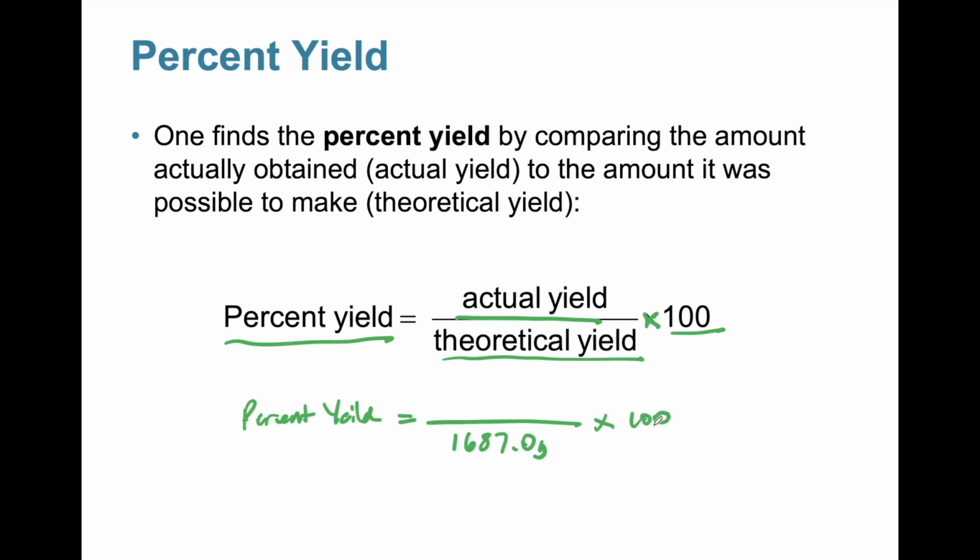Times 100, and then let's say my actual yield was terrible, and I got only 168.7 grams. I do that math and I get 10%. That's terrible yield, right? You're shooting for something a lot closer to 100. But anyway, that's how you do a calculation for theoretical yield. I mean, sorry, for percent yield.